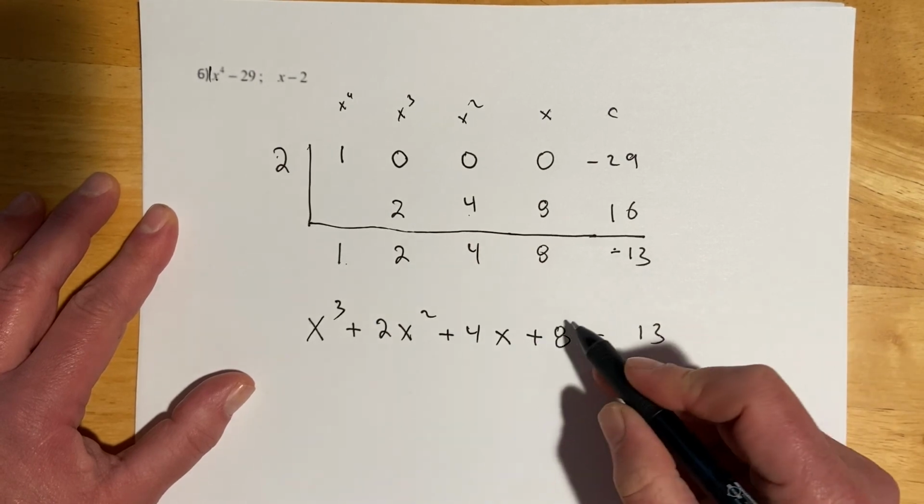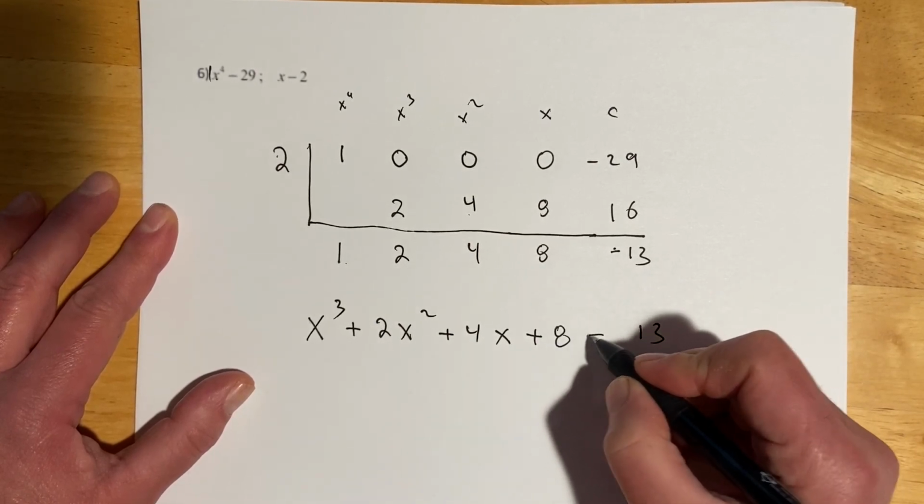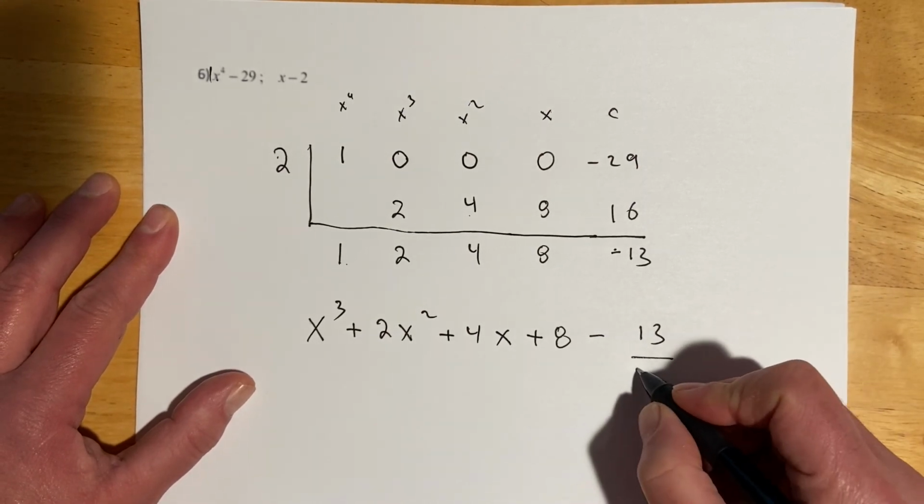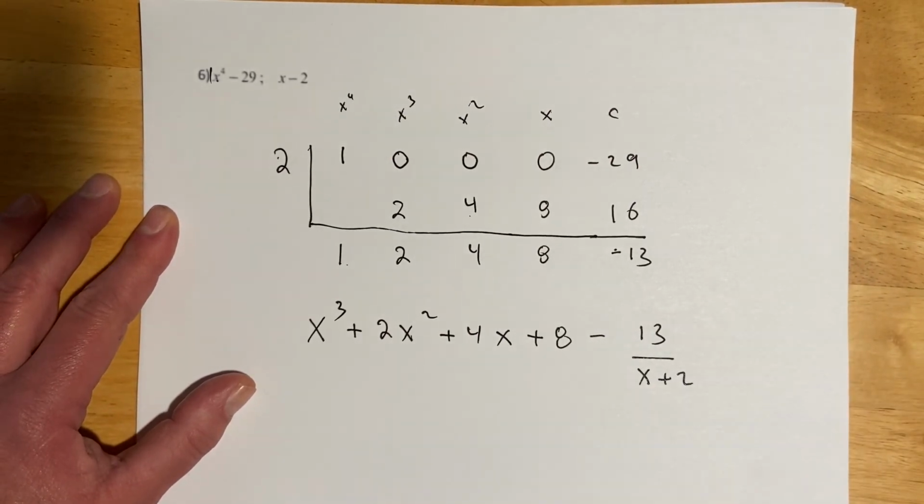And again, depending on how they have it set up, they might have a box with a plus there, so you'd say plus minus 13, or you could just say minus 13 if there's no box over x plus 2.